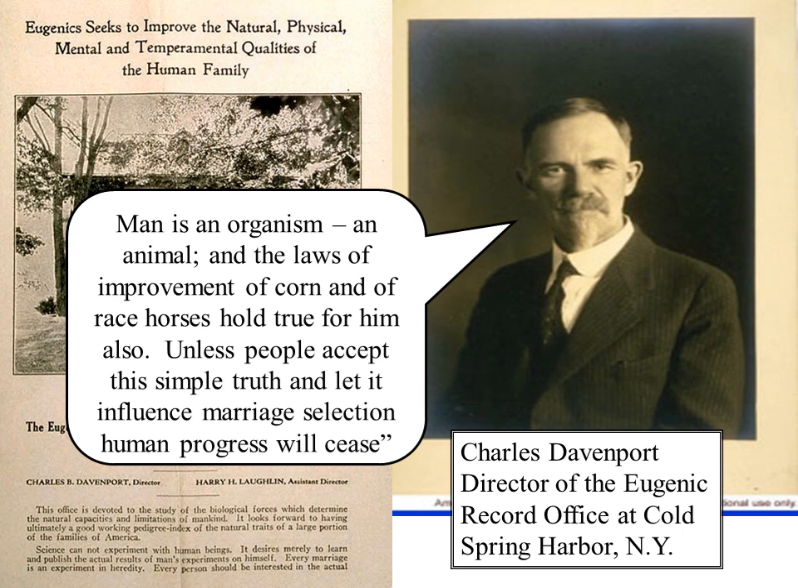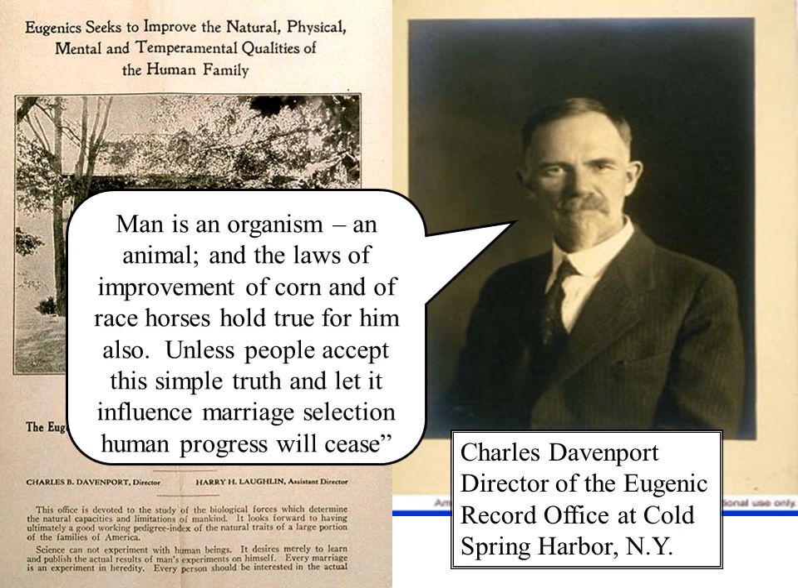Davenport wrote a number of books and pamphlets. One of his basic ideas, he says, is that man is an organism, an animal, and the laws of improvement of corn and racehorses hold true for him also. Unless people accept this simple truth and let it influence marriage selection, human progress will cease. So he makes a number of the same arguments that Galton makes, right? Because Davenport was completely inspired by Galton's ideas.